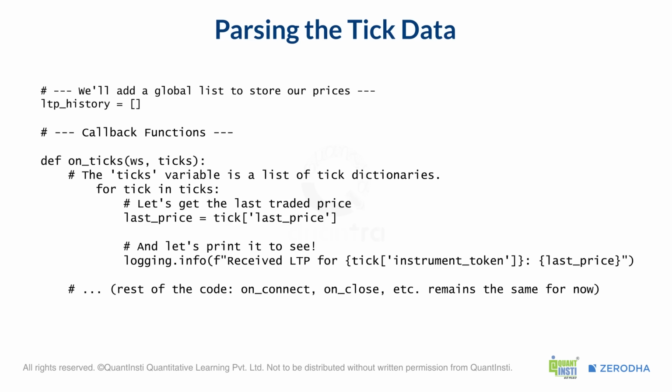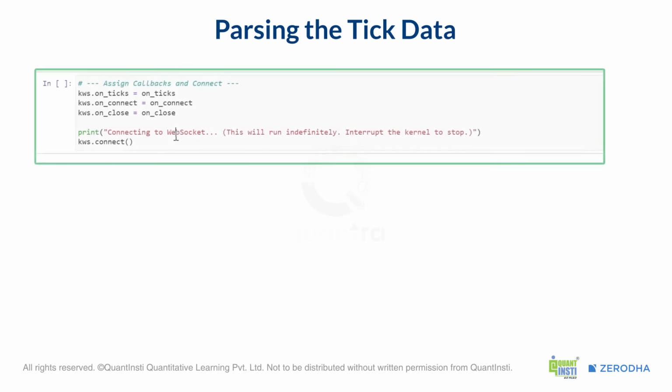Okay, let's break down the change. Inside onTicks, we now have a for loop. For each tick in the ticks list, we're accessing it like a Python dictionary. We're pulling out the value associated with the key last_price. If you wanted the trading volume, you could use tick volume. Or for market depth, you could access tick depth. It's all in there. For now, we're just focused on the price.